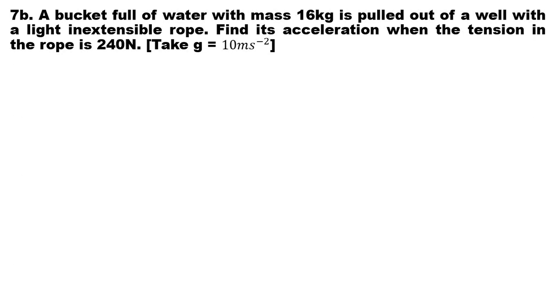We have a bucket full of water with mass 16 kilogram, pulled out of a well with a light inextensible rope. We have to find its acceleration when the tension in the rope is 240 newtons, and the acceleration due to gravity is given as 10 meters per second square. All right, so let's work this out.